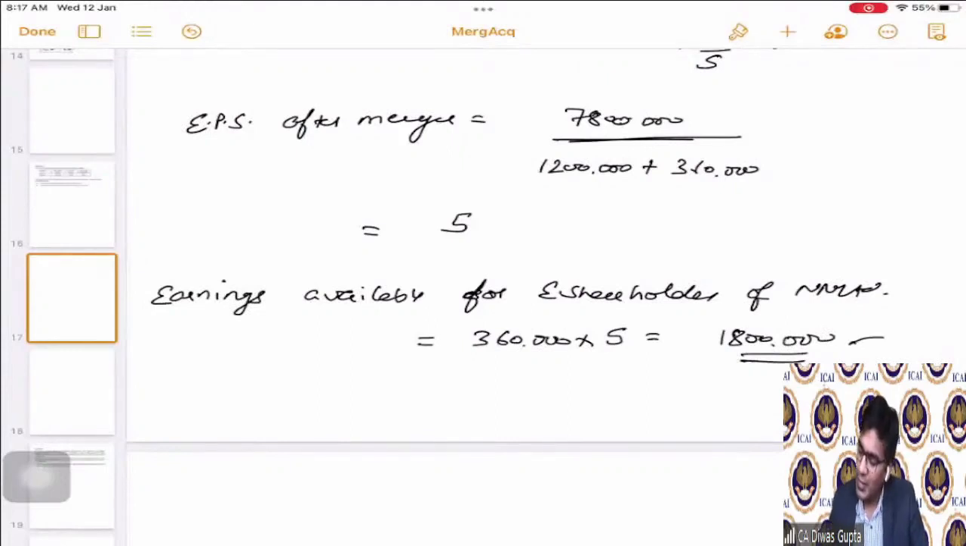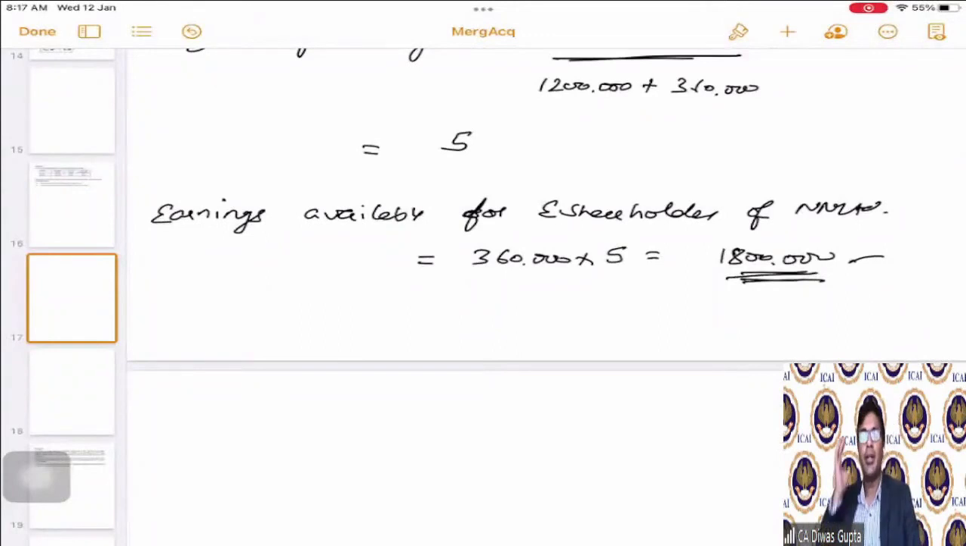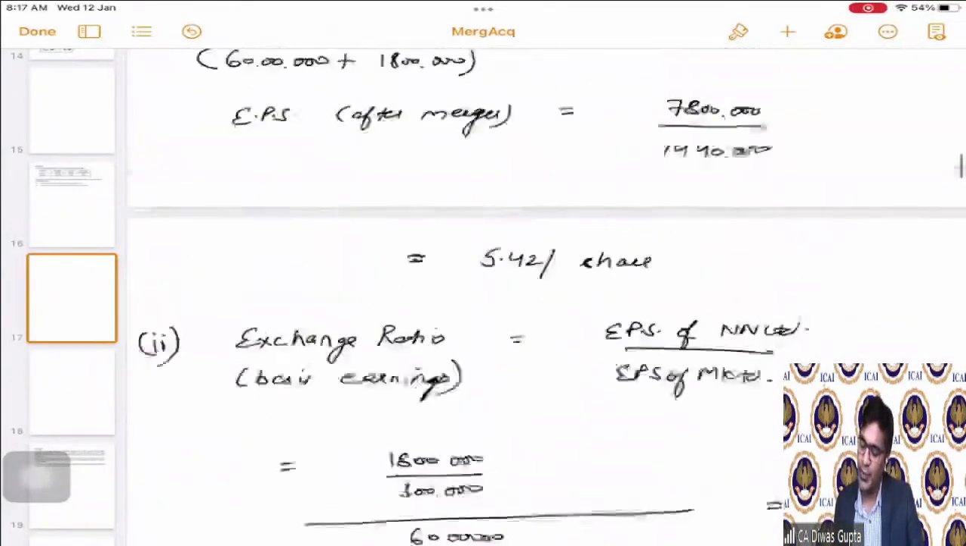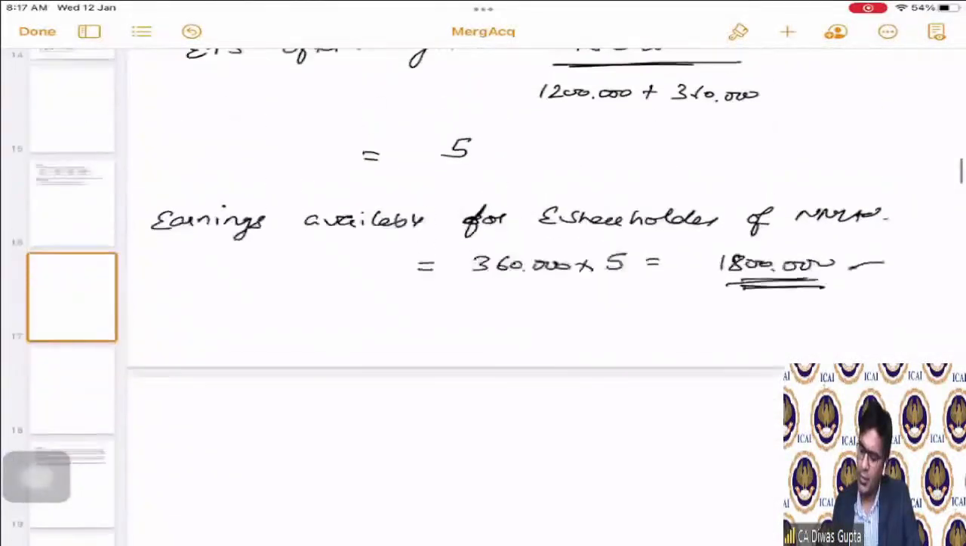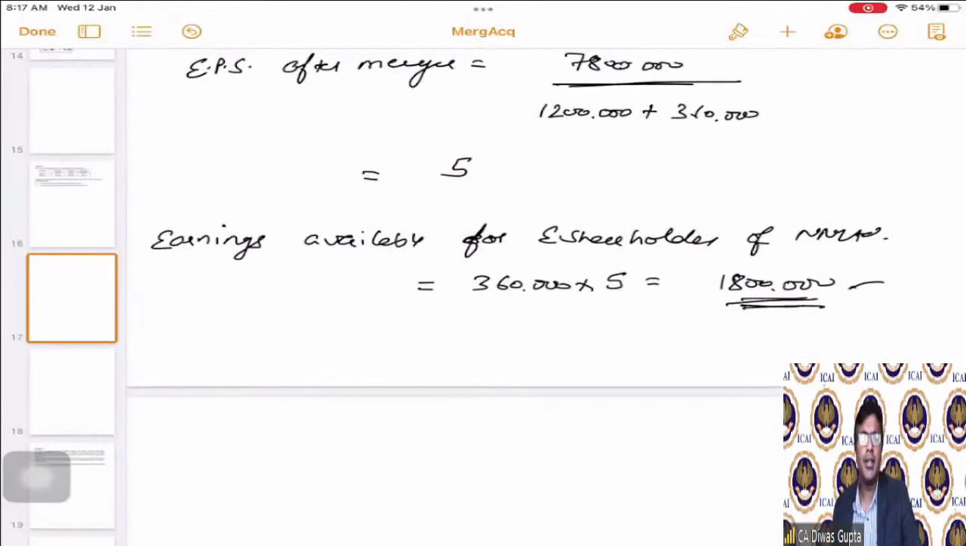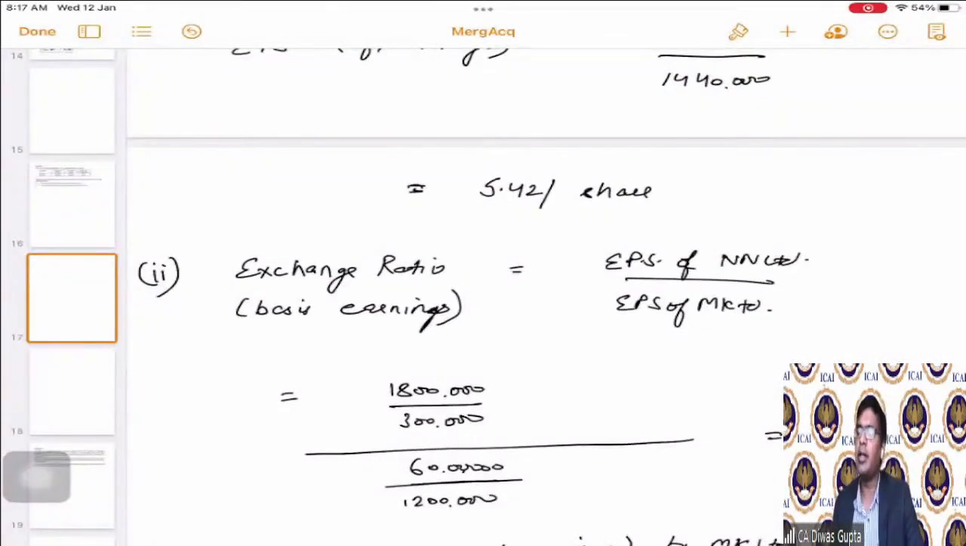Now, don't you think, students, this is the same number that before merger also they were earning, correct? So after merger, they have 18 lakh worth of earnings available with them. And before merger, they were also having 18 lakh rupees only, as per the amount given in the question. Correct? So that means it is going to be the same impact. The equity shareholders of the target company, which is NL Limited, are at no loss. So hence proved that this ratio we have calculated is right.